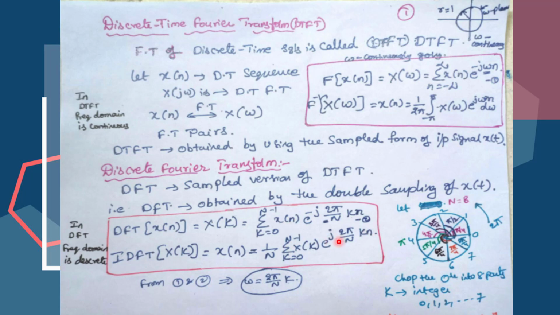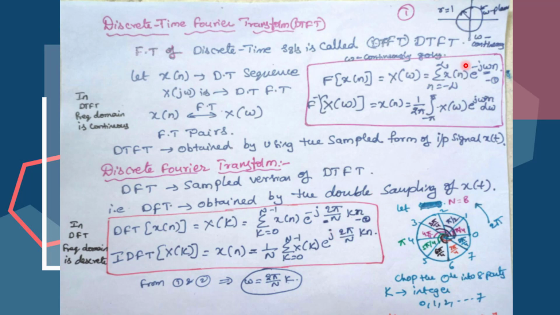Okay, so in this case, if you take this circle, in DFT the frequency domain is discrete. Let us see. Chop that circle into 8 parts, N equal to 8. So k is an integer, varying from 0 to 7. Okay, so for the first part the frequency is pi by 4. Next, for the second part, the angle is pi by 2. Likewise, the frequency is discrete, or we can say in DFT, the frequency domain is discrete.